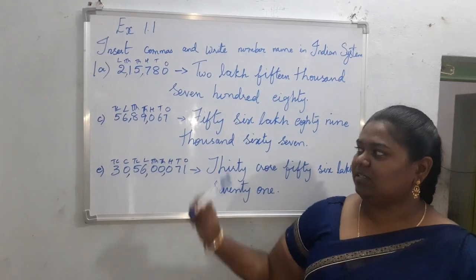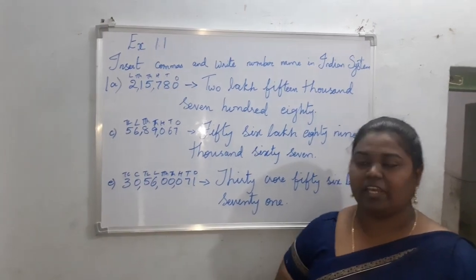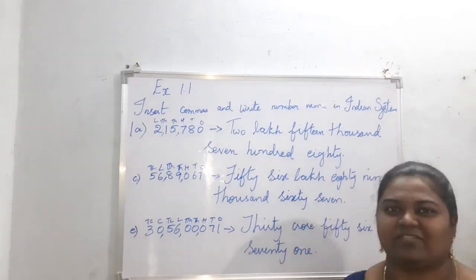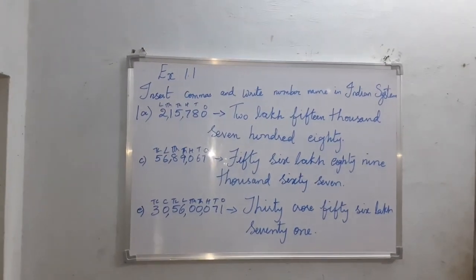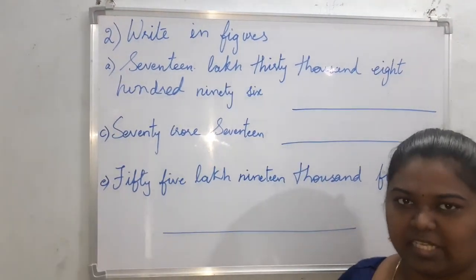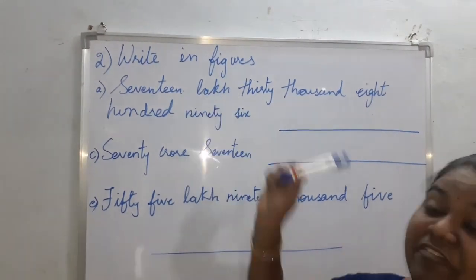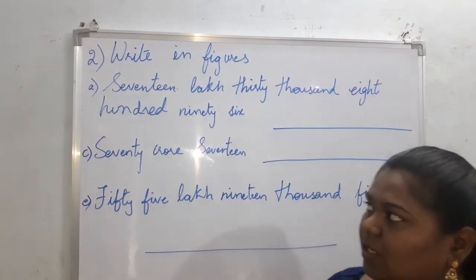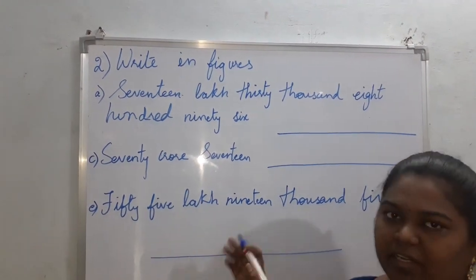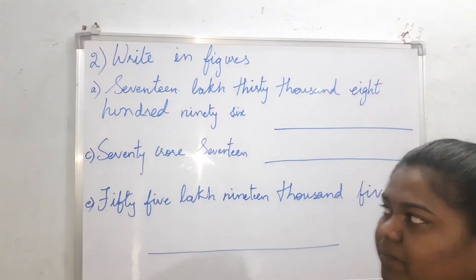And the remaining bits, B, D and F, you can try by yourself. So the second question, the second sum here, is about writing in figures. Figures means nothing but numbers. Here spellings are already given for you. They are written in words. You have to write the number.